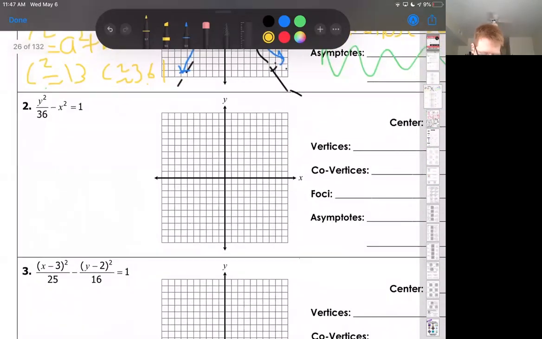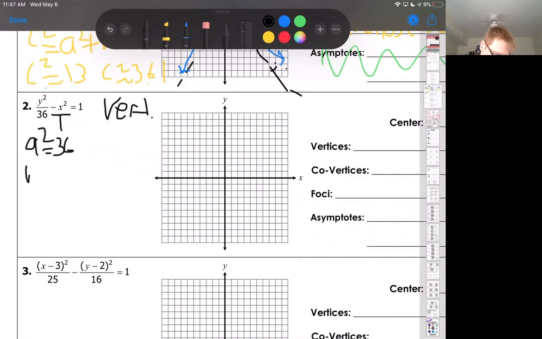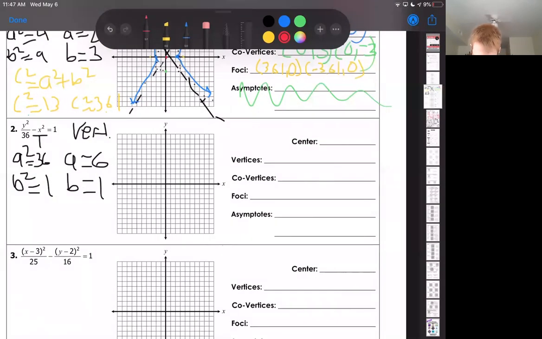So this equation, we have y squared over 36 minus x squared equals 1. Well, the first thing I notice is the y part comes first. So that means we're going to have a vertical hyperbola. So our a squared would be the first denominator. This is really over 1, so our b squared would be 1. So a is actually 6, b is 1. Our center, there's nothing up top on our numerators with the y and x, so it's just going to be 0, 0.